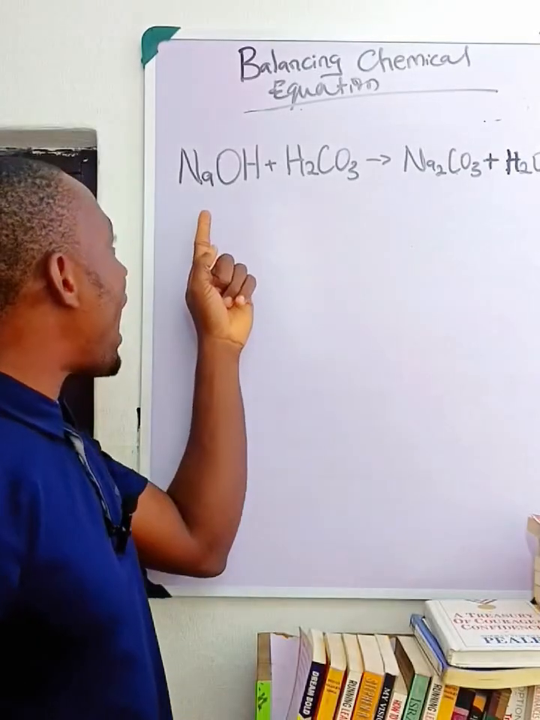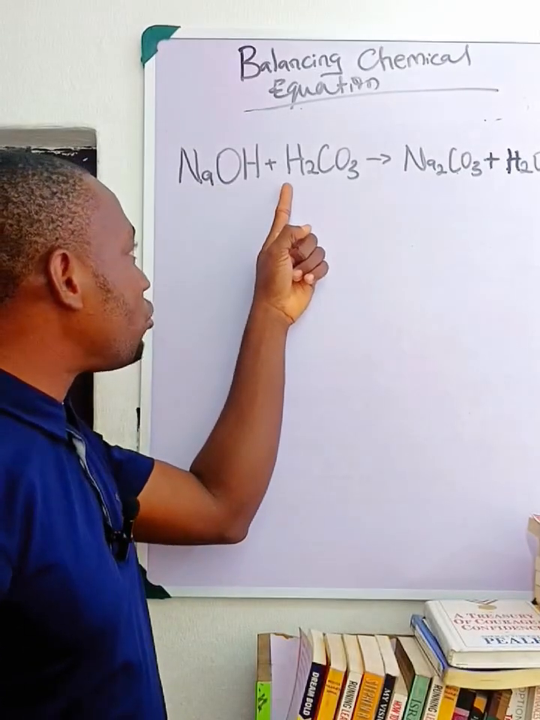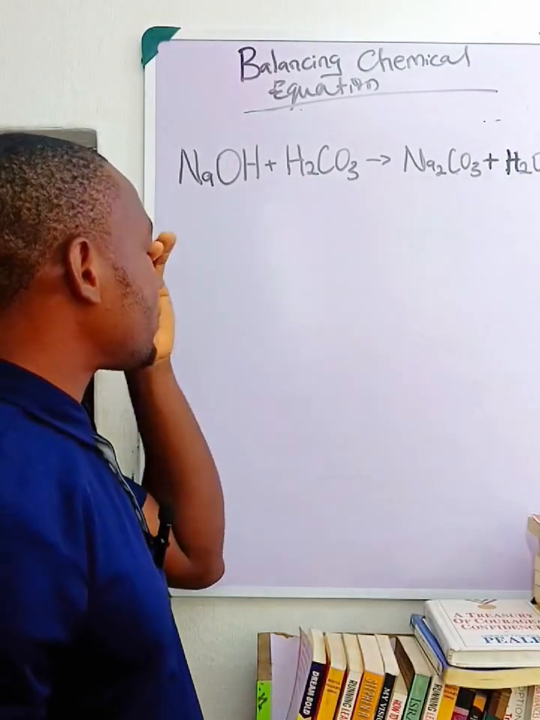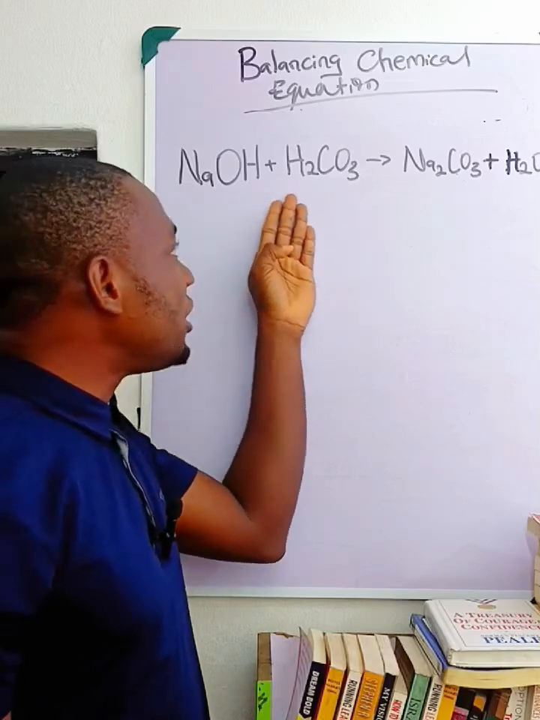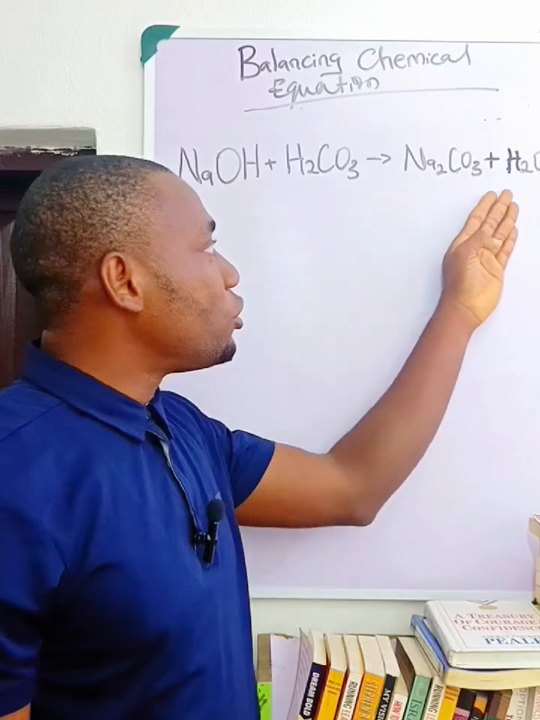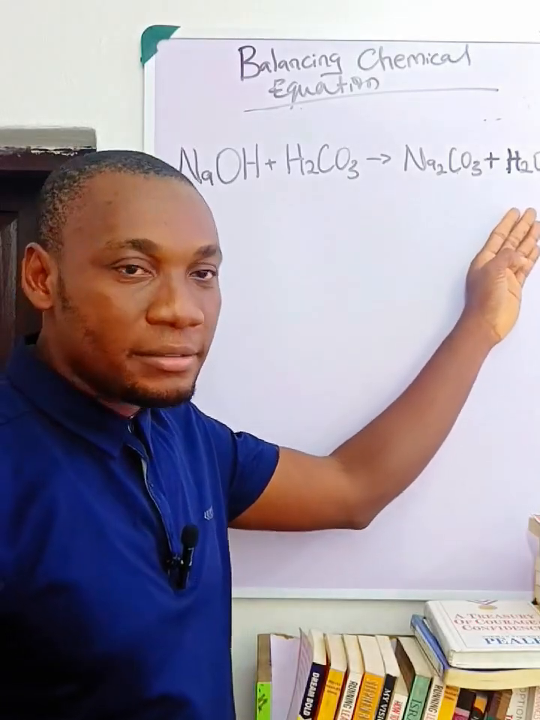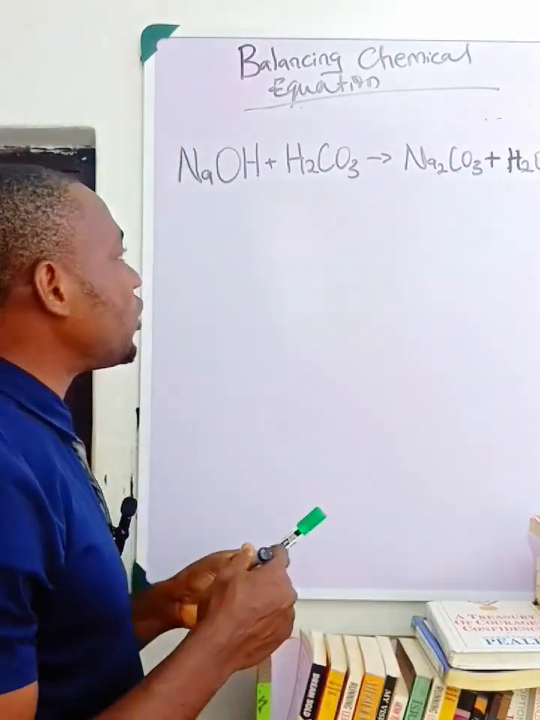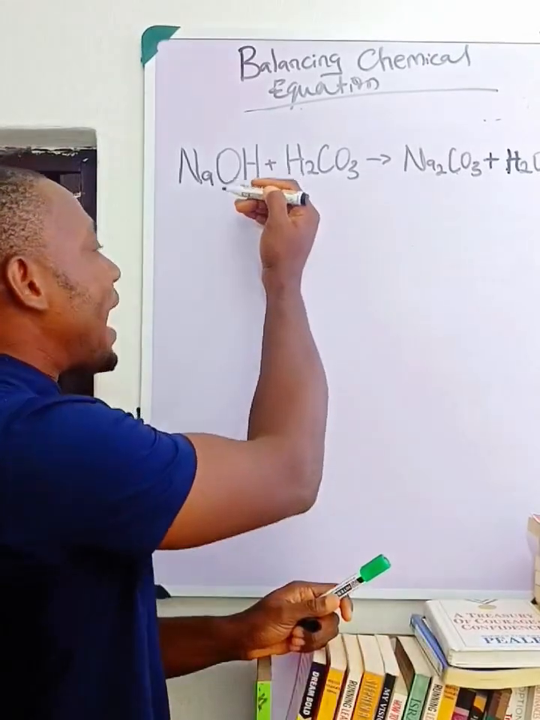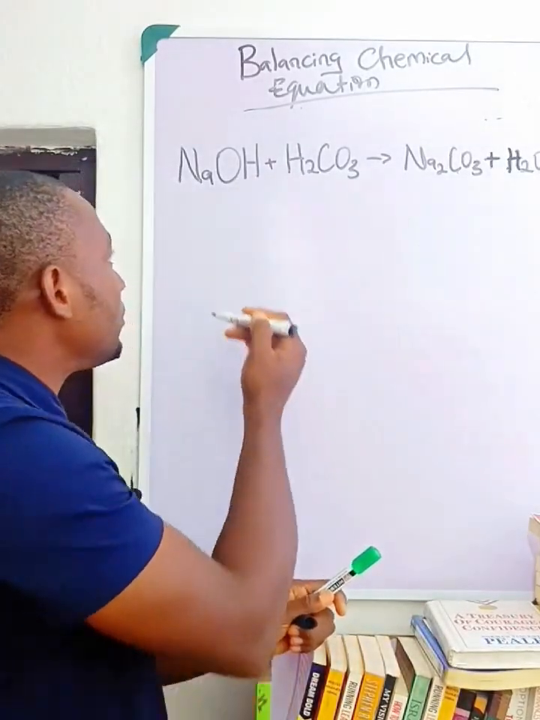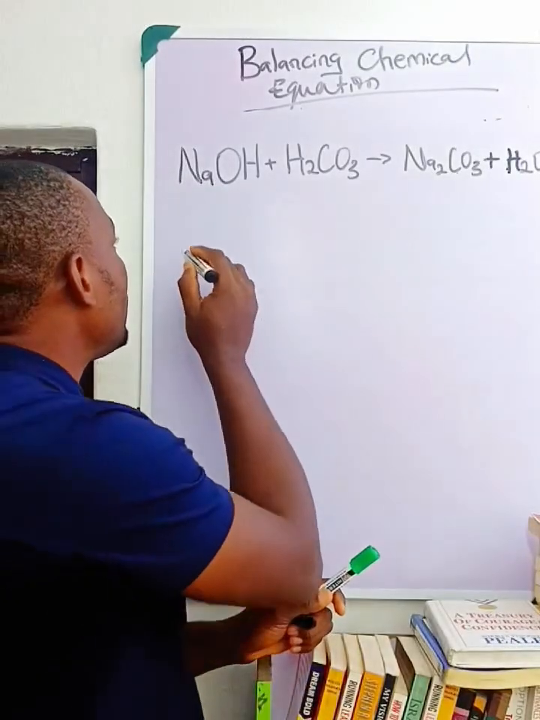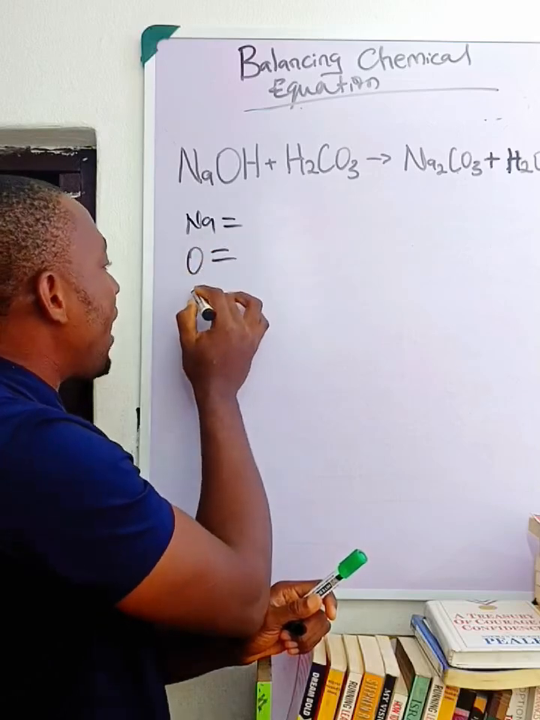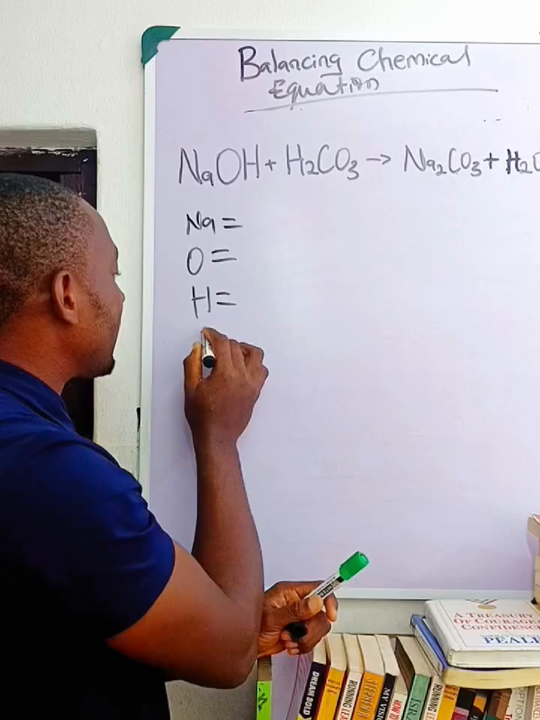For example, we have sodium, oxygen, hydrogen, and carbon involved in this reaction. The number of atoms of each of these elements must be equal to the number of atoms of the element on this side. Now, for us to be able to balance this chemical equation, the first thing we need to do is to identify the constituent elements to know the number of atoms. For example, we have sodium, we have oxygen, we have hydrogen, and we have carbon.